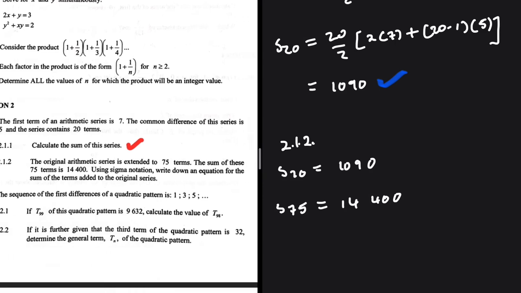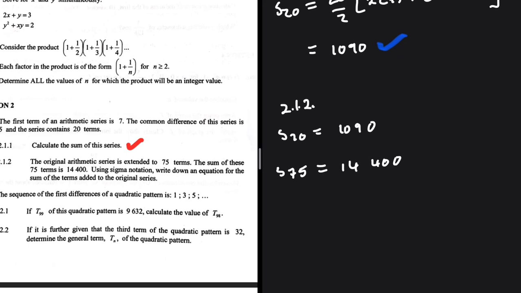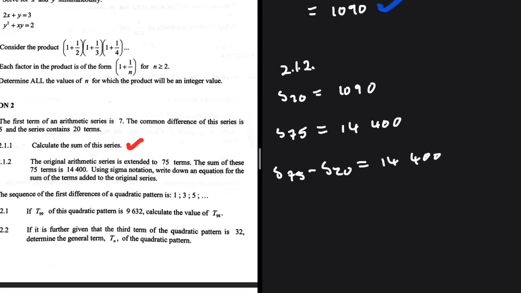Let's pay attention to what we're looking for so that we don't miss anything. Use sigma notation and write down an equation for the sum of the terms added to the original series. The sum added, we can find by saying S75 minus S20, right? Initially we had 1090 as our sum, and after we add some terms we have 14,400. So 14,400 minus 1090 is equal to 13,310. This is the sum of the terms added, right?